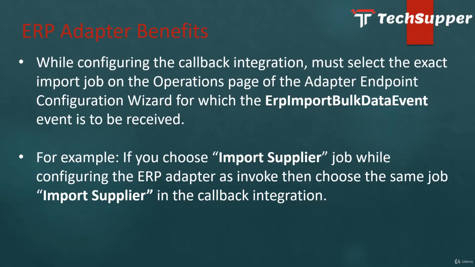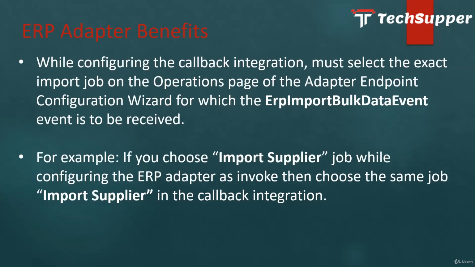For example, if you want to upload the bulk data into the ERP and you choose the import supplier job on the invoke adapter of the ERP, and you want the callback as well once the job is completed, then while you create another integration and drop this ERP adapter as a trigger point, you have to choose the same job, the import supplier, in the callback integration. In earlier releases, you had to give the callback integration name and the version. Now you don't need to give it.